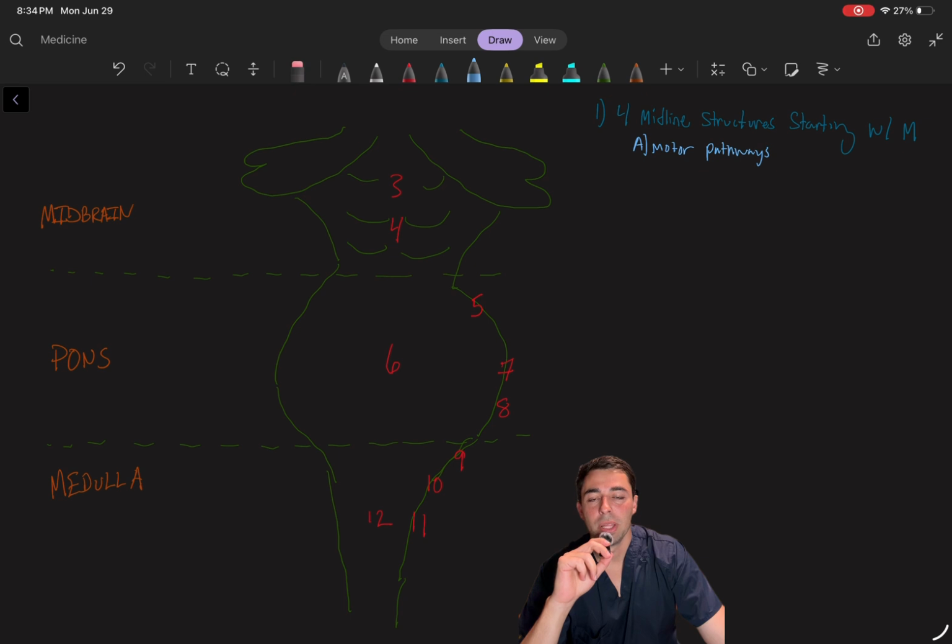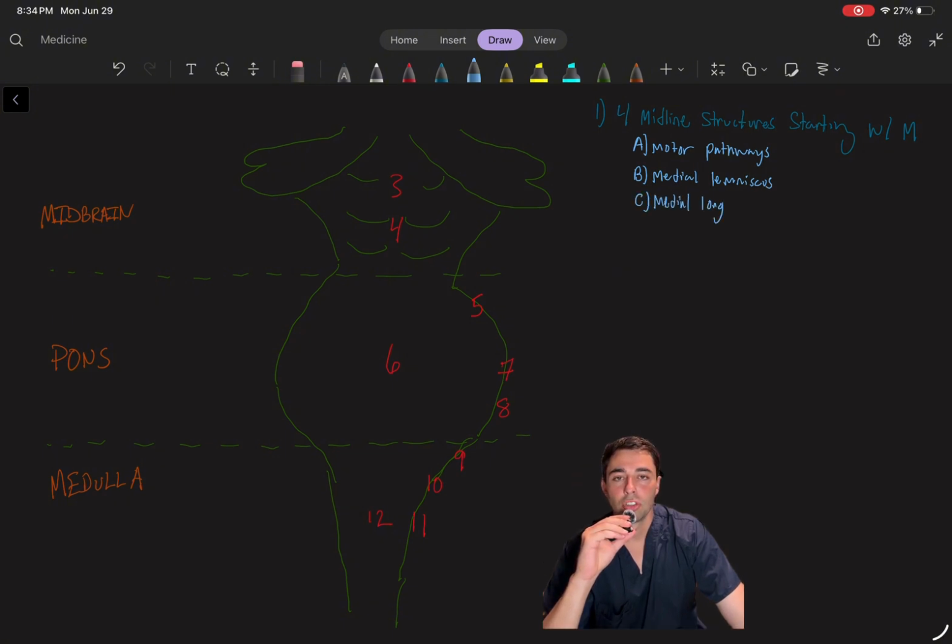Next is the medial lemniscus, also known as the dorsal columns. A lesion here will cause contralateral vibration and proprioception loss. Third, the medial longitudinal fasciculus. What will this lesion cause? An ipsilateral, same side INO. See my INO video for further details.